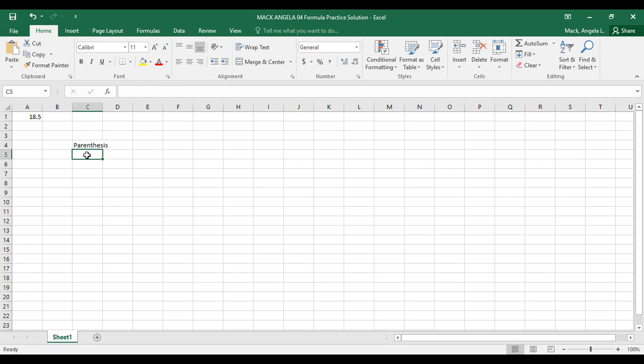Remember PEMDAS. Any exponents would be processed after any parentheses, and then any multiplication, any division, any addition, and then any subtraction, all done in that order.